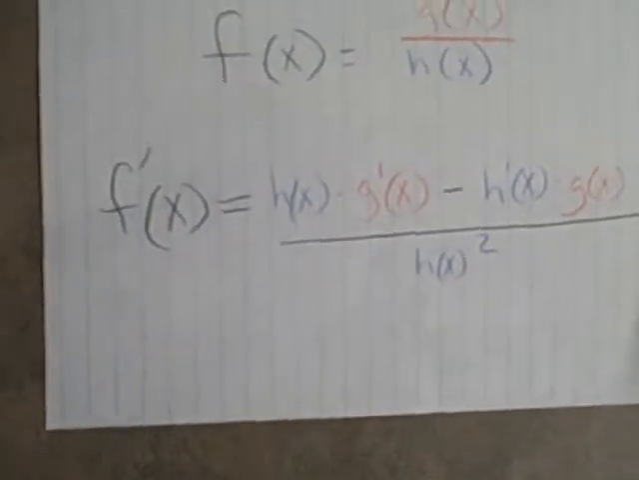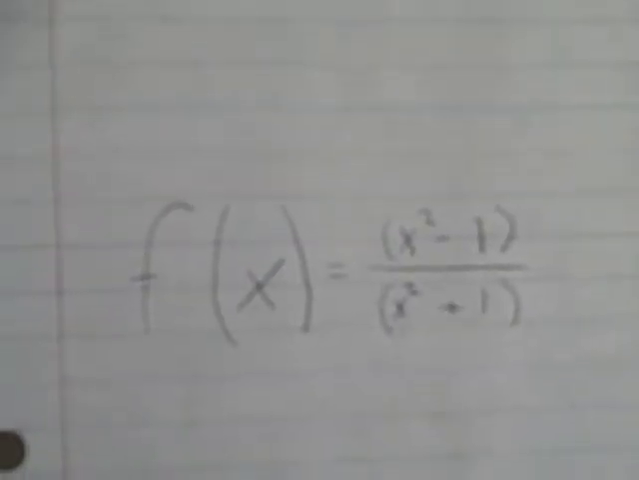Alright, so if we remember that formula, let's take a specific example. F of x equals x squared minus 1 over x squared plus 1. So in this case, x squared minus 1 is our g of x, and x squared plus 1 is our h of x.